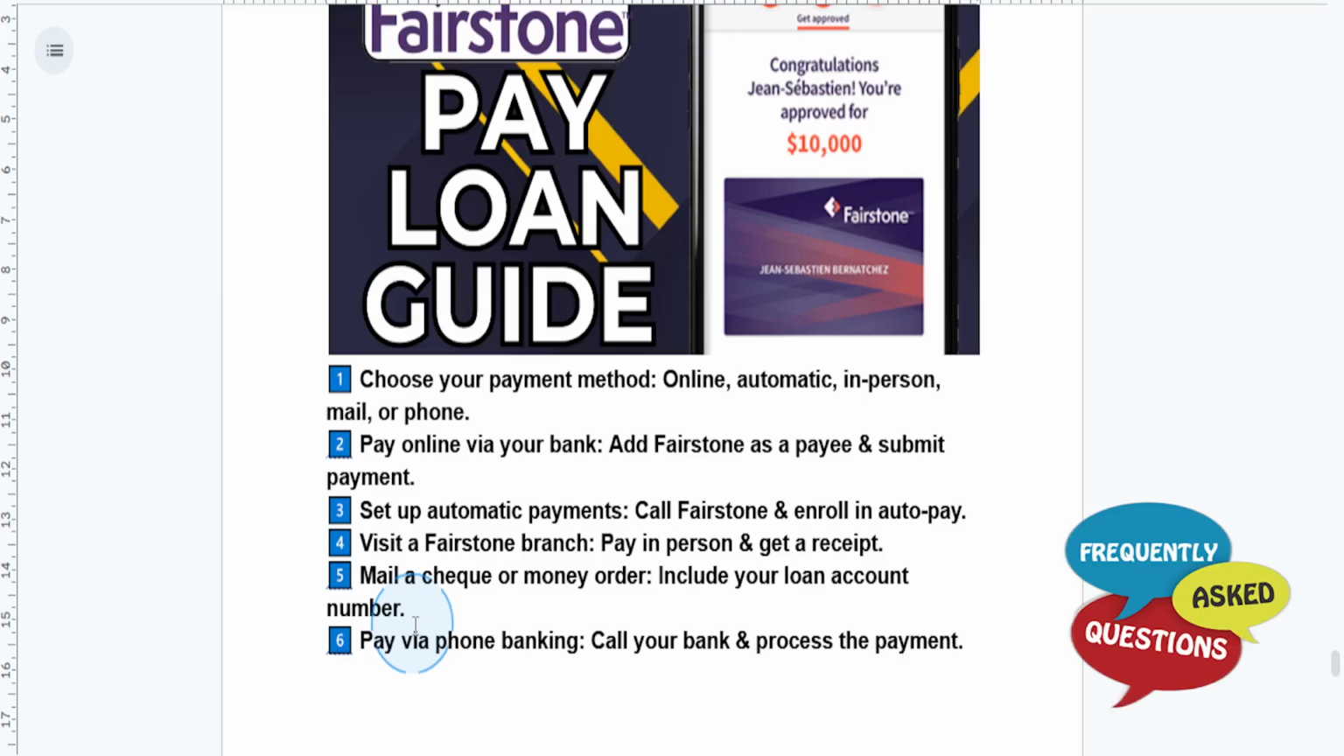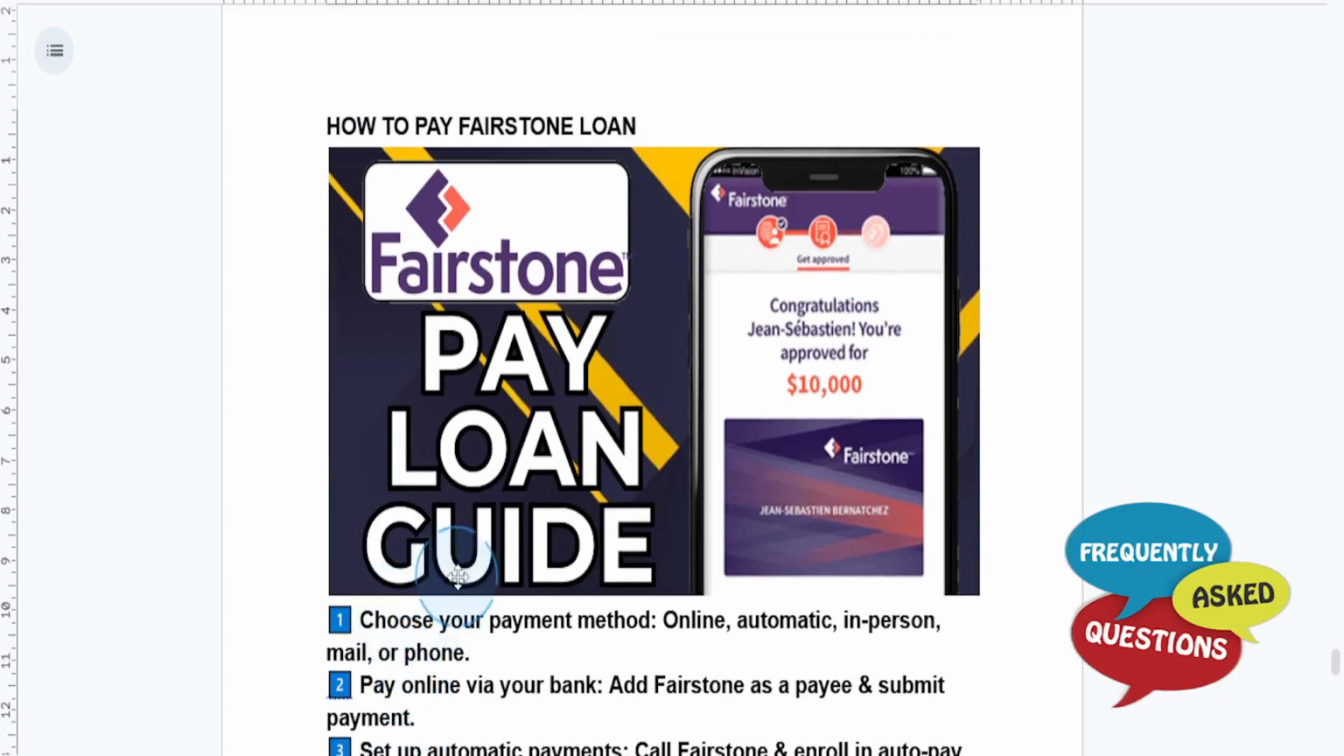What you can also do is pay via mail, check or money order. So if you prefer, you can do that. Make the check payable to Fairstone. Write your loan account number on the memo line. Mail it to the address provided on your loan statement. The processing time for this one may take several business days to clear, so you want to keep that in mind. But otherwise, it is really that easy and simple.